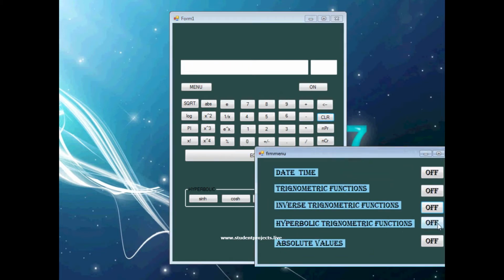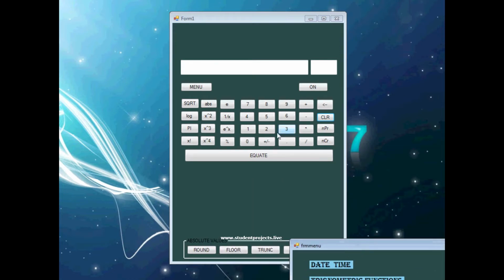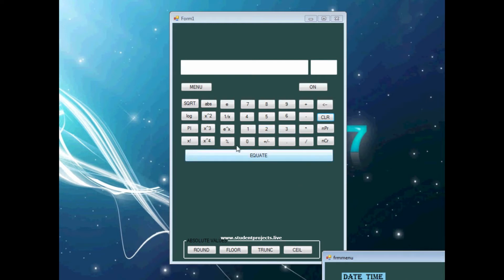Now let us use absolute values. So under absolute values there is round, floor, trunk and seal. Let us enter some number, 1255.85747. So clicking on round, it will round up the value, that is round up the decimal value and give the whole number.